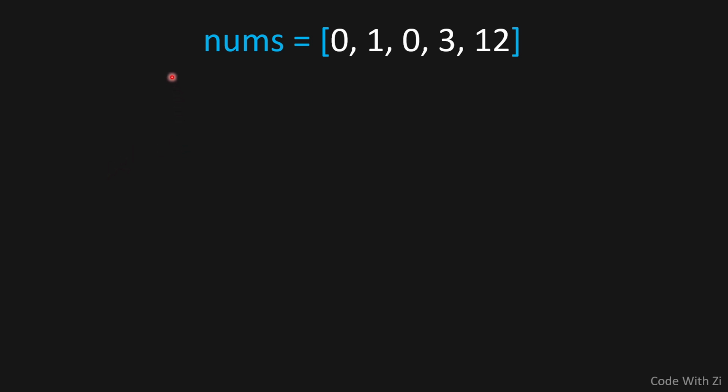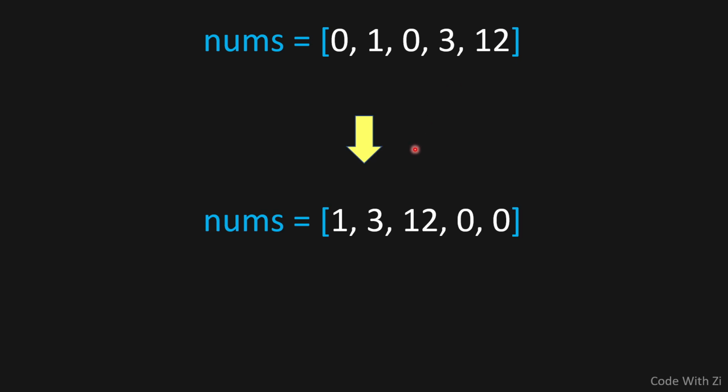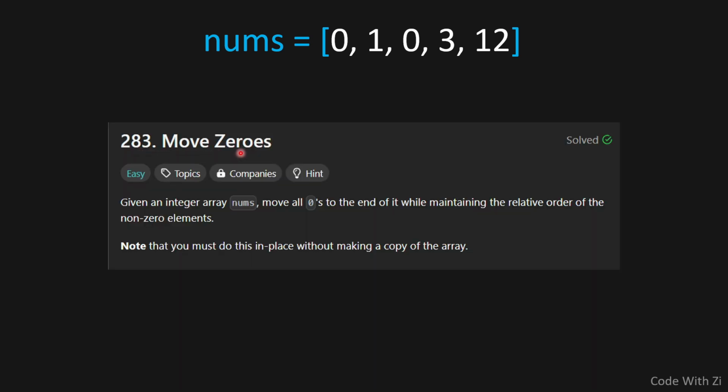In today's video, we've got to go from this array that we have here to this array here. As you can see, the only difference is that we put the elements that are non-zero in the beginning and we put all of the zeros at the end. Now, why are we doing this? Well, because that's what LeetCode 283 Move Zeroes is asking us to do.